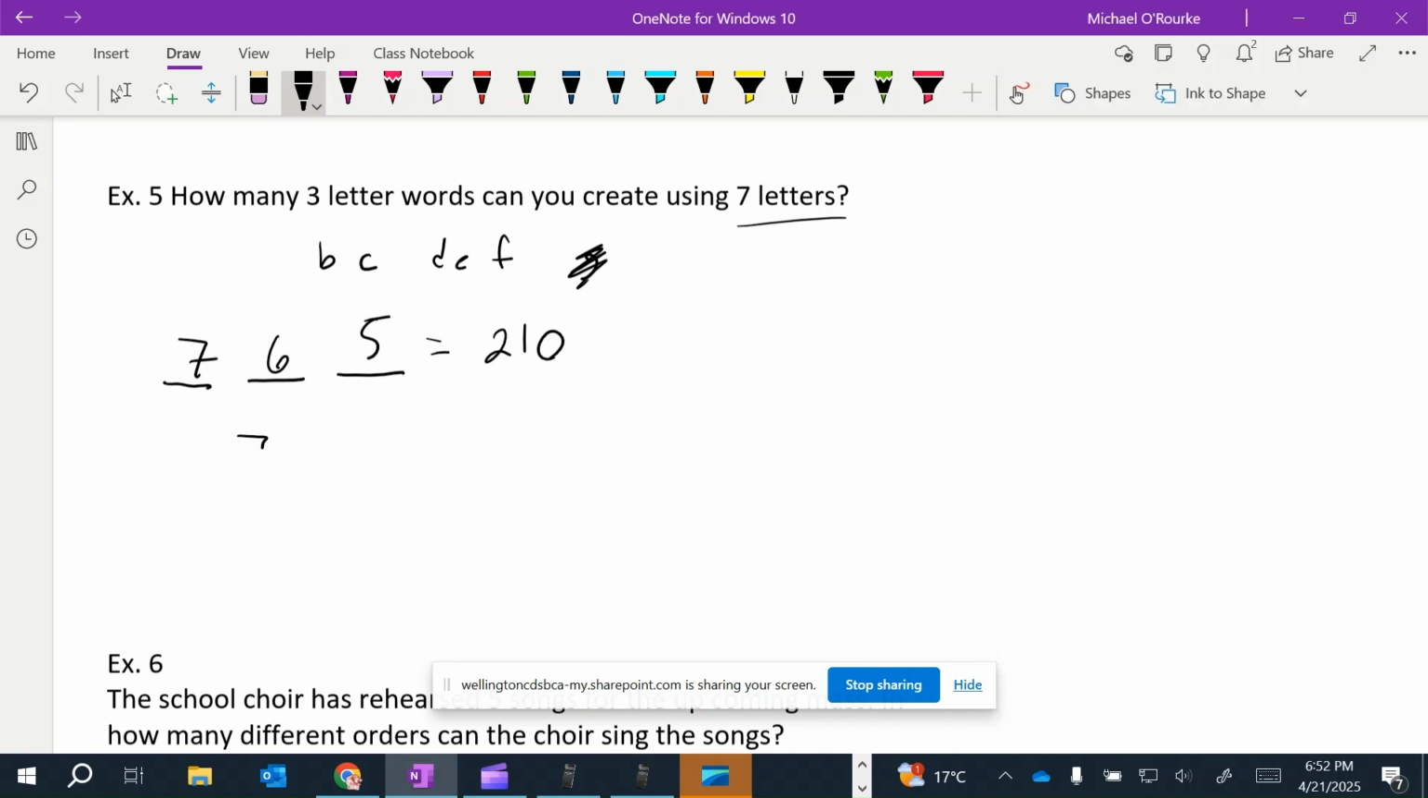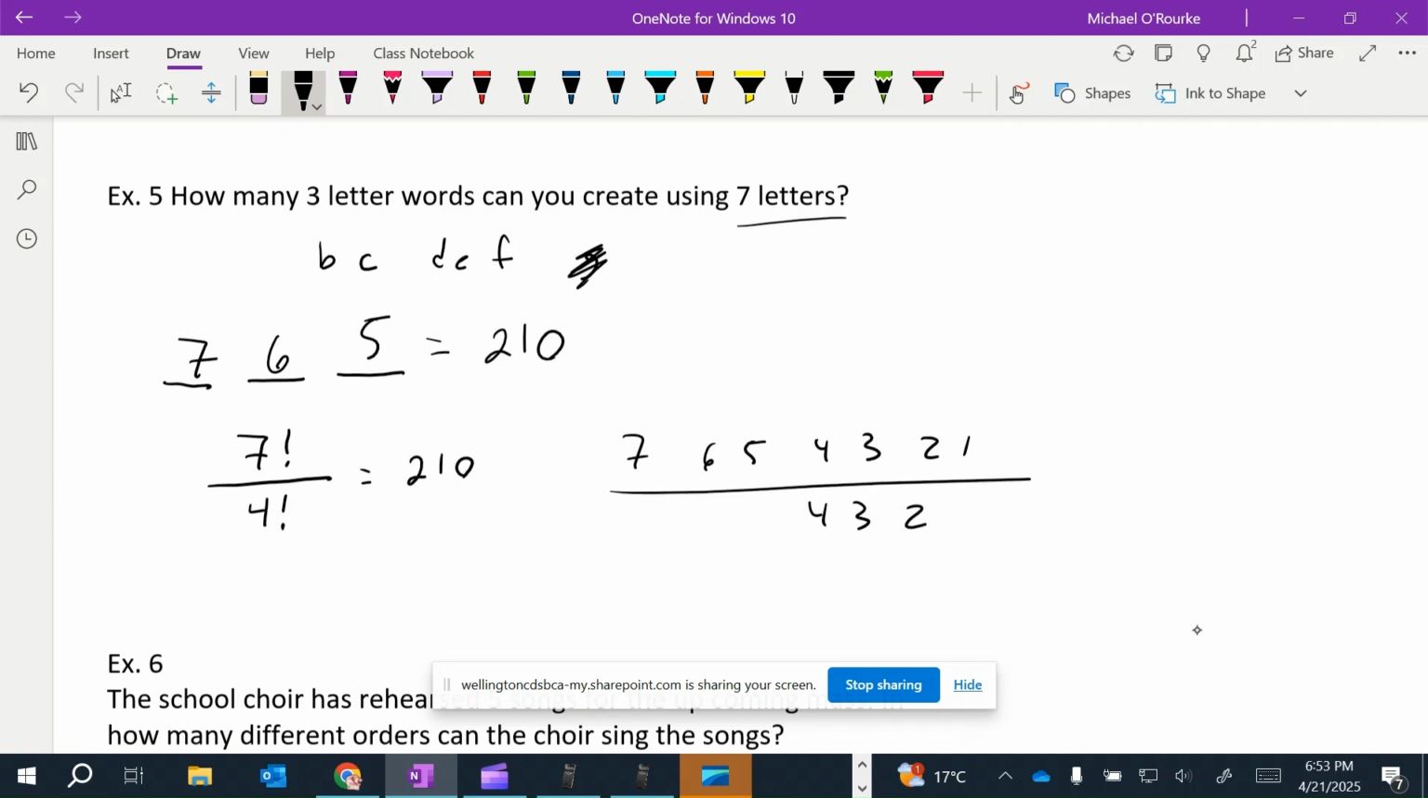We could also write that as 7 factorial over, and I look at what number is missing. What's the next number? The next number would be 4, so over 4 factorial. That's also going to equal 210, because if I wrote these out, 4, 3, 2, 1, divided by 4, 3, 2, 1, this would be canceled out here, and we'd be left with the same thing.